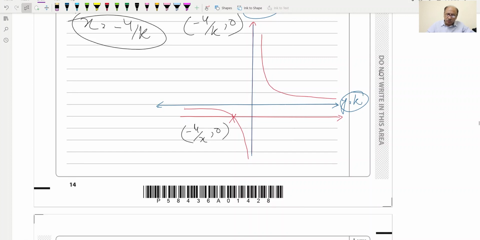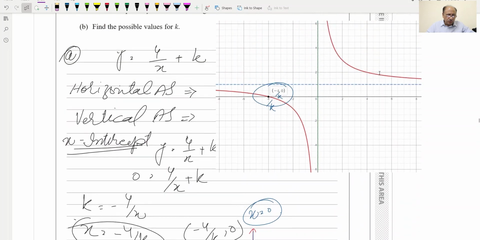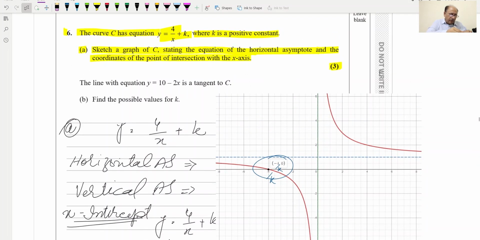You have to show the asymptote, and you have to show the x intercept as well. So these are the two things which we will have to show. Now in the b part, the line with equation y is equal to 10 minus 2x is tangent to C. Find the possible values for k.